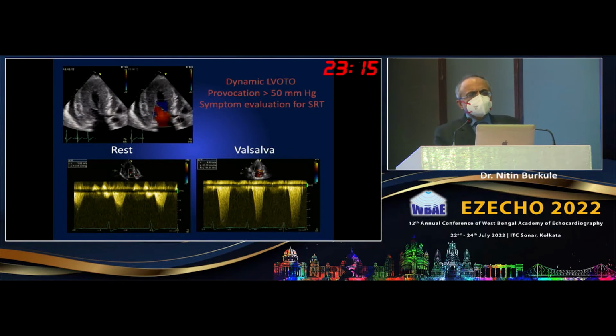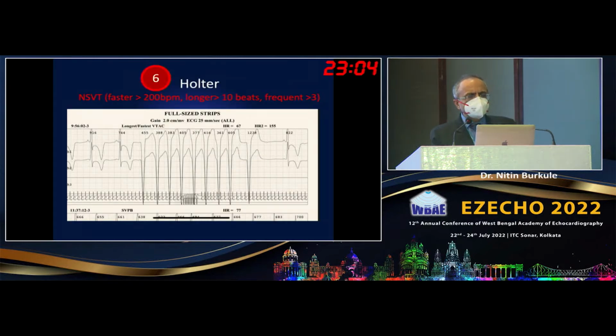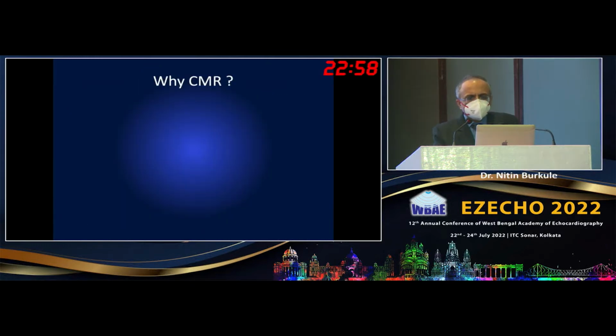Dynamic LVOT obstruction, nothing like echo Doppler, because you can do Valsalva, you can do exercise, you can do postprandial assessment, nothing can beat that. Then obviously Holter is the one where you have got faster, longer and frequent VTs, that is the sixth risk factor. Then why do CMR?